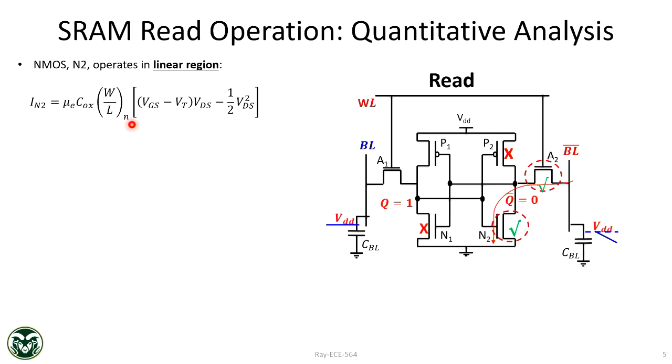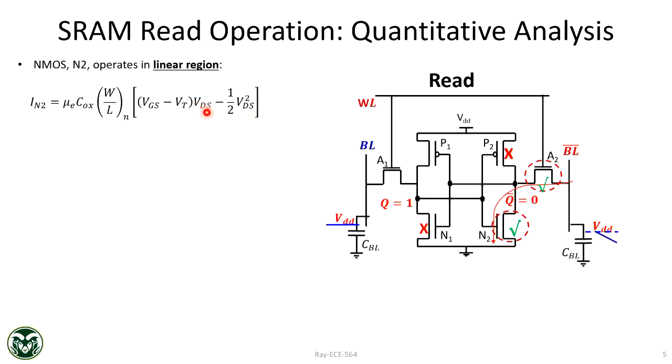P will be PMOS, and for access I will use A. So these are the consistent symbols I will be using. For the access transistor, I will be using A. For NMOS, I will be using just N. And for PMOS, I will be using P. So this is the equation for N2.